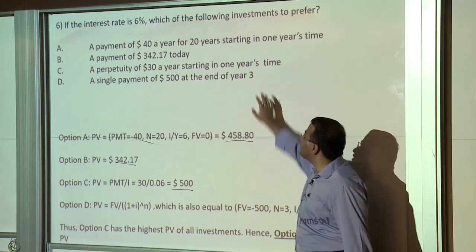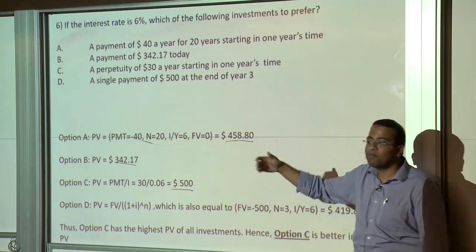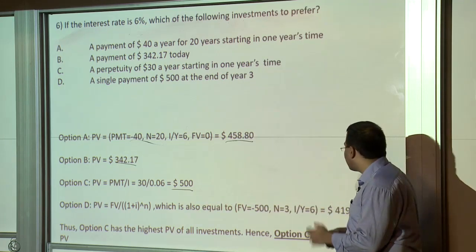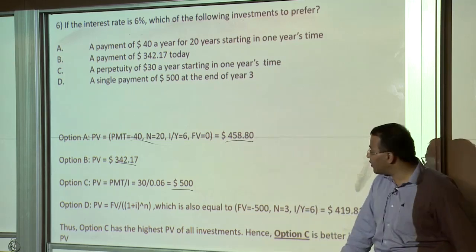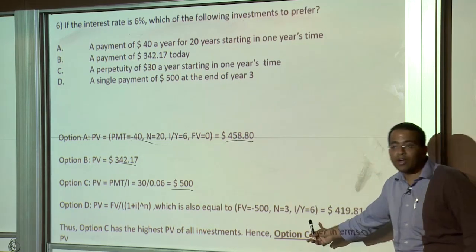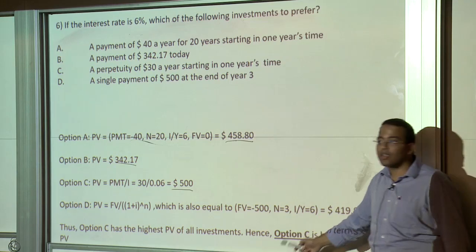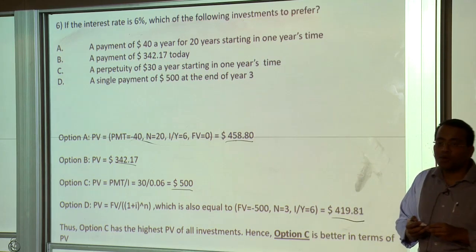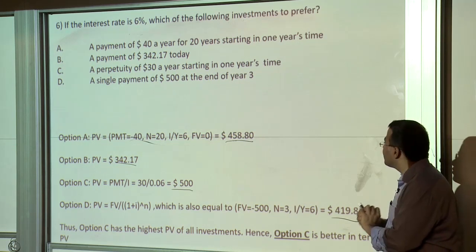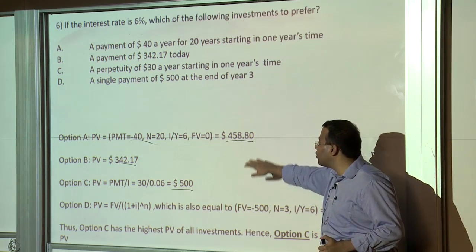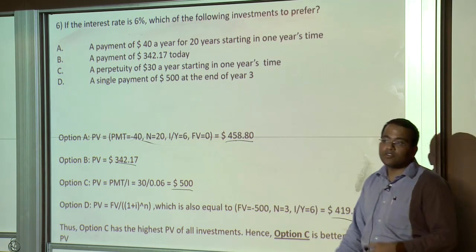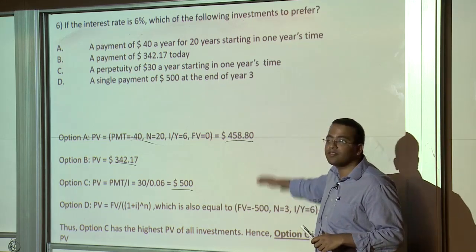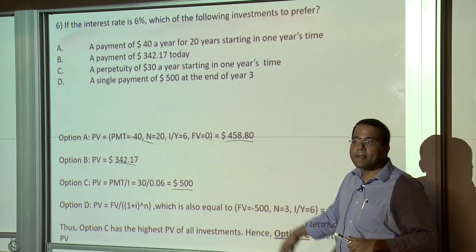So you just have to bring this payment back to today. This is happening at the end of year 3. What would be its value today is the question. That's the same as putting in FV of minus 500, N of 3, I/Y of 6 and computing PV. If you compute PV, you should get 419.81. So 4 options: 458, 342, 500 and 419. If you're a reasonable rational investor, you would pick option C because that's the highest PV, correct?